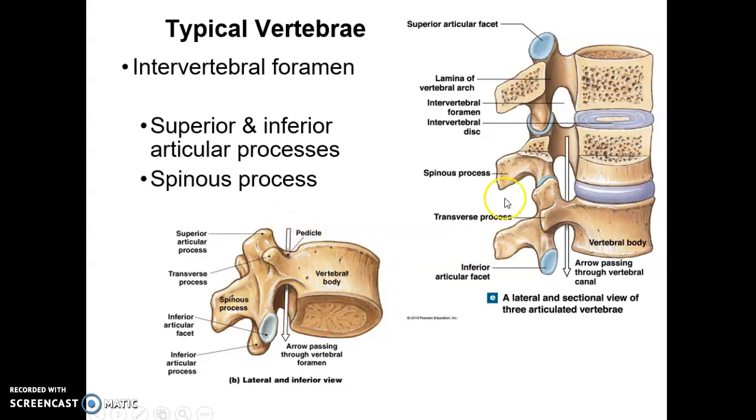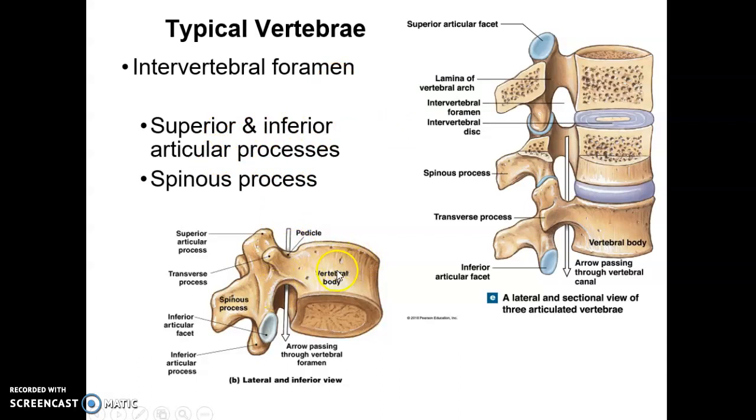So this arrow is following the path of the spinal cord, and that's protected by the bony vertebra, but the nerves, the spinal nerves, have to exit somewhere, and they exit out laterally through the intervertebral foramina, which is plural for foramen.